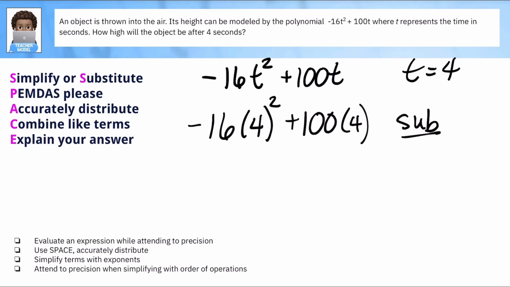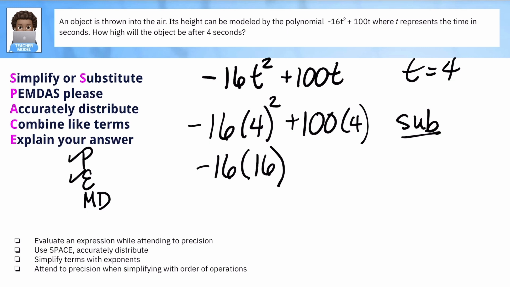So really making sure that everyone understands that that is our next step in our order of operations. So negative 16 times 4 squared, which is 16. So I have to do that step first. I cannot do negative 16 times 4. I want to make sure I'm accurately using my order of operations. And you can see it here. Exponents before multiplying or dividing. This includes when I have to distribute. So make sure you have that very clear.